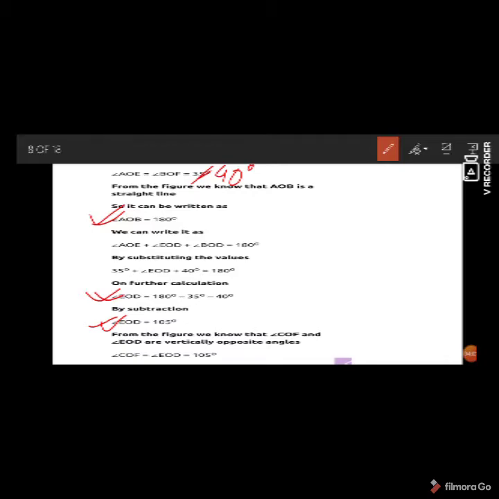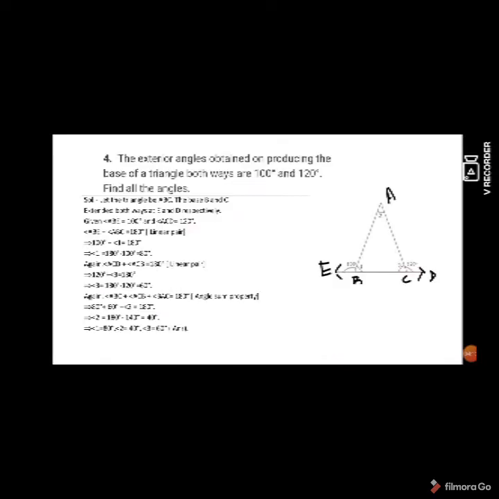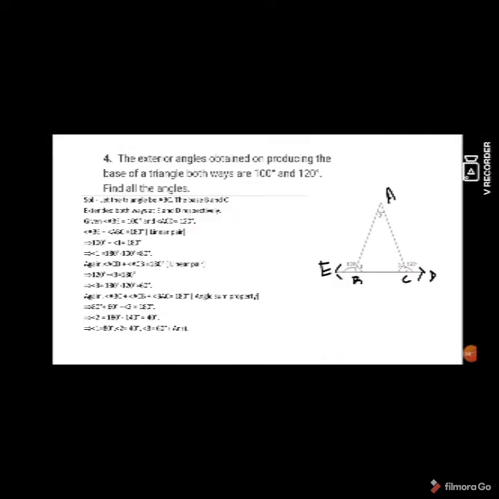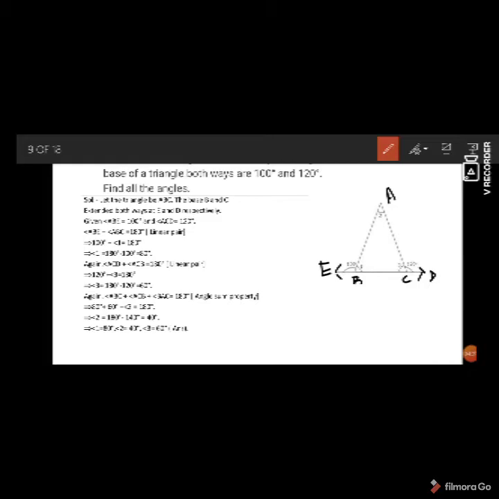Now COF and EOD, these two angles are vertically opposite angles. So we can say angle COF is equal to 105 degree. Next, the sum says the exterior angles obtained on producing the base of a triangle both ways are 100 degree and 120 degree. Find all the angles. These angles mean 1, 2 and 3 inside the triangle.